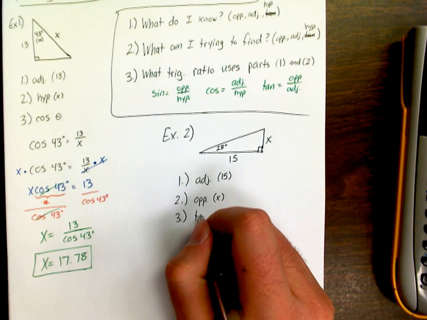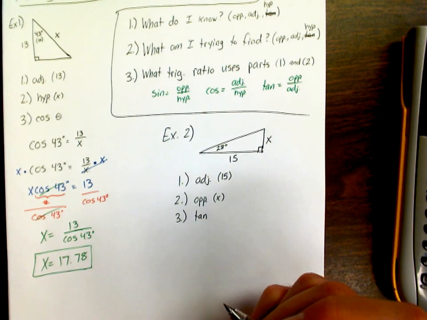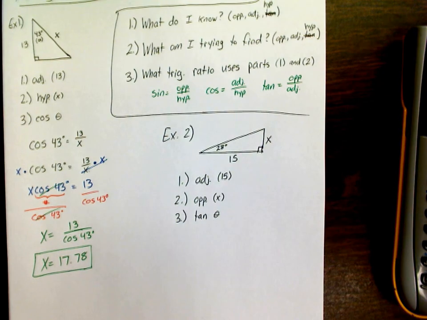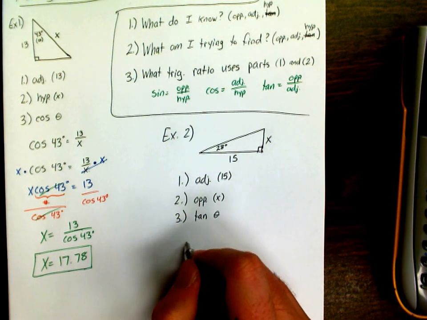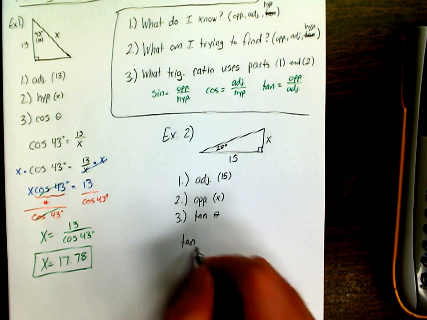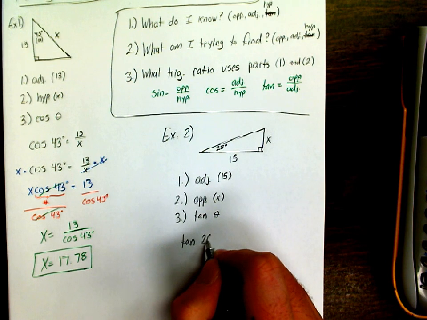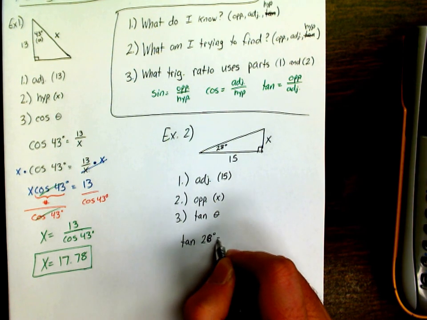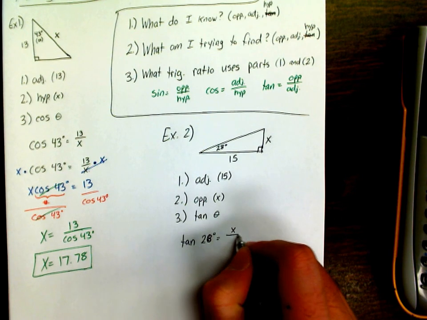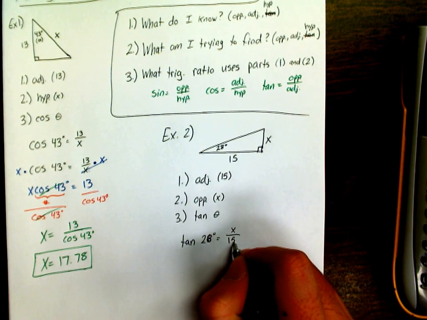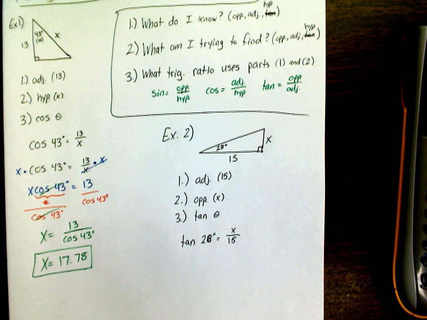So I'm going to use the tangent of theta. Okay, so I can set up my equation, and I can say the tangent. Now instead of theta, we're going to use the degrees. 28 degrees is equal to the opposite, which is x, divided by the adjacent, which is 15. Okay. Now we're just going to do a little bit of algebra to solve for this.